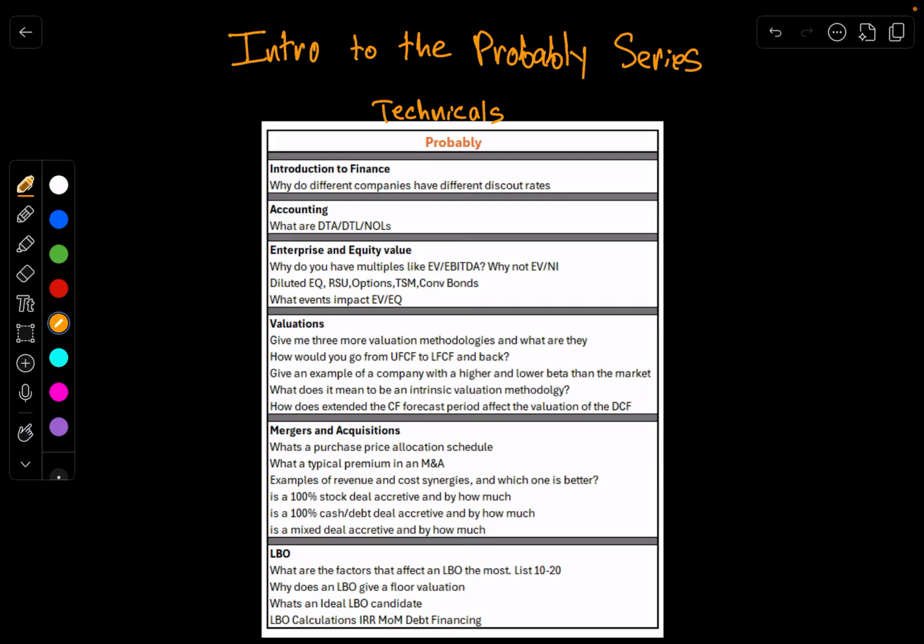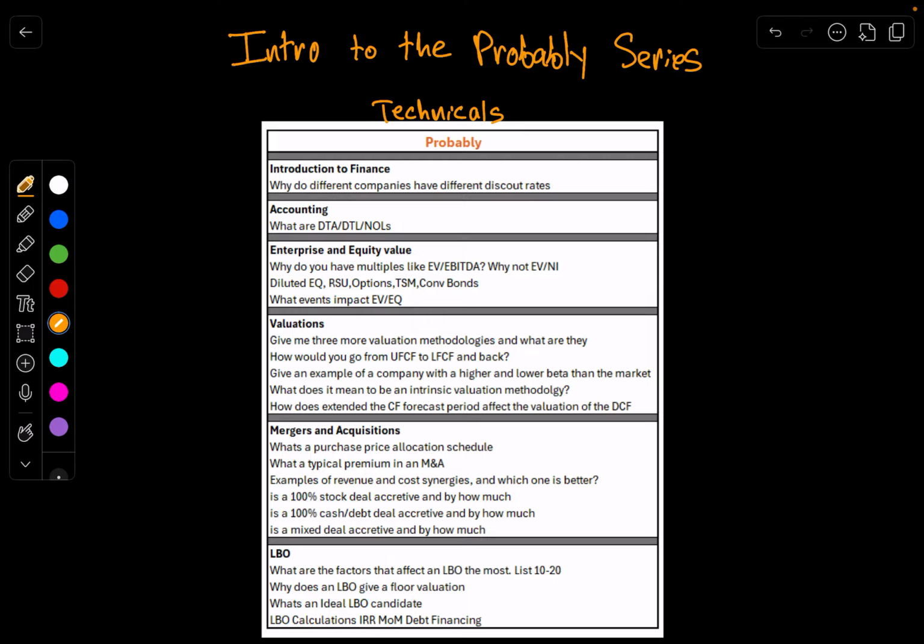Then moving on to valuations, you actually have a really strong understanding at this point if you've gone through the Definitely series. So we're going to be talking about three more valuation methodologies, how to go from unlevered free cash flow to levered free cash flow and back, going in between the two. I'm also going to cover that within every industry group, there are certain verticals that have higher and lower betas than the market or in relation to each other.